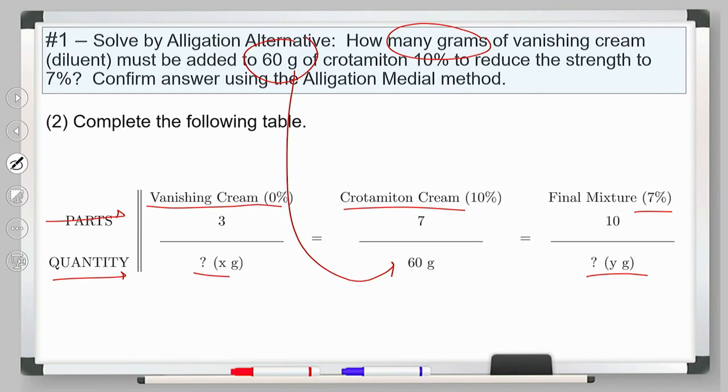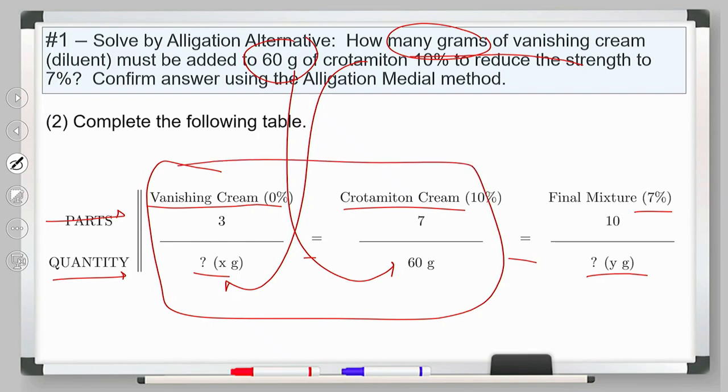The trick to doing this, the P's over the Q's, is the fact that they all equal each other. The P over the Q for every single ingredient equals each other. So that's why there are equal signs between each of these. So now that we have that set up, what are we trying to solve for? How many grams of vanishing cream, right? Isn't that this X here? Could we use this information to solve for X?